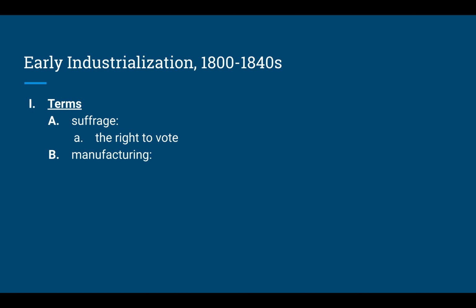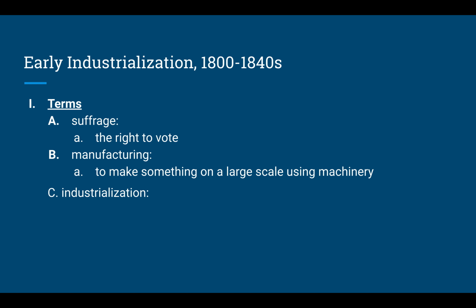B is manufacturing. And that's to make something on a large scale using machinery. So you would use a machine, for example, what Henry Ford did, to make a lot of cars, rather than use your hands to make one car at a time. So it's not using your hands anymore to make things, but using machines to turn a product out at a large scale. And we have industrialization.